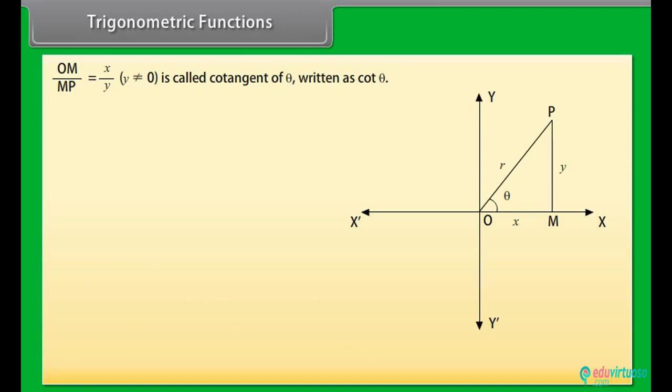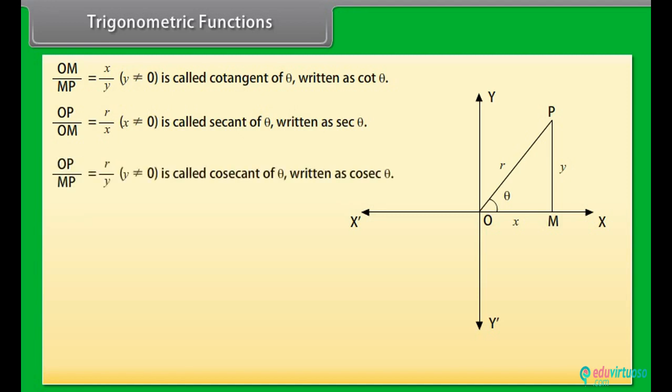written as cot theta. OP by OM is equal to R by X, X not equal to 0, called secant of theta, written as sec theta. OP by MP is equal to R by Y, Y not equal to 0, called cosecant of theta, written as cosec theta. From the definition of T ratios, we have cosec theta is equal to 1 by sin theta, sin theta not equal to 0.